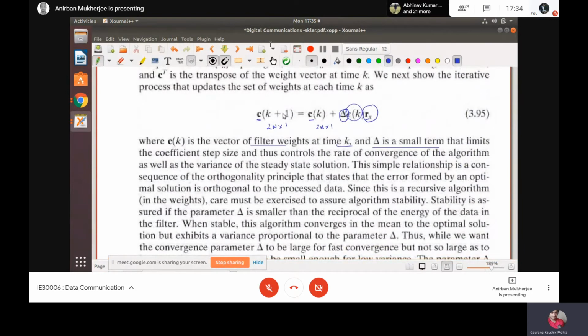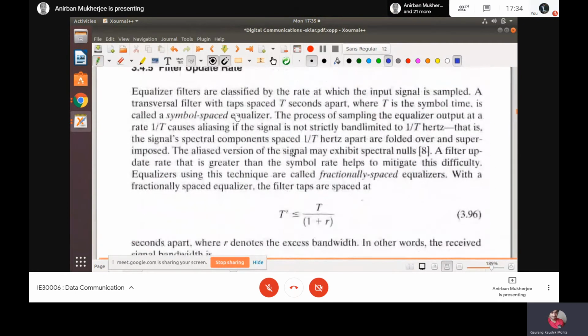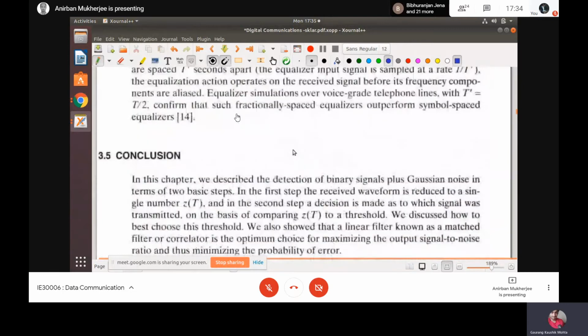So this is an adaptive equalizer. This is one of the simplest adaptive equalizers, and the LMS filter works fine. So this is about that.